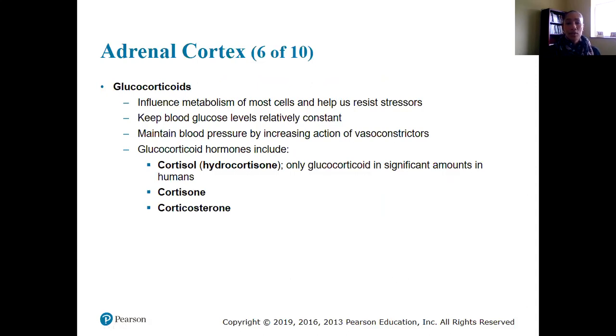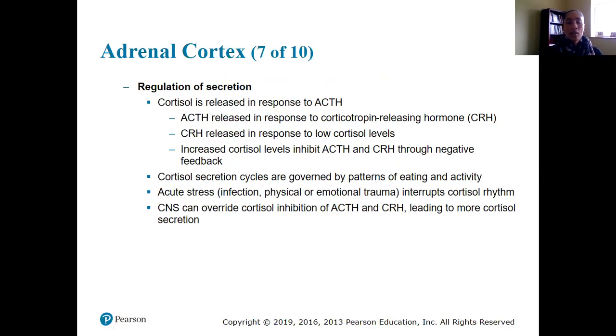Glucocorticoid hormones include cortisol, which is the only glucocorticoid in significant amounts in humans, and then we have cortisone and corticosterone. When we want to regulate the secretion of cortisol, this is going to be governed by ACTH. So ACTH is released, and then it's going to target the adrenal cortex to release cortisol. Cortisol secretion cycles are governed by patterns of eating and activity.